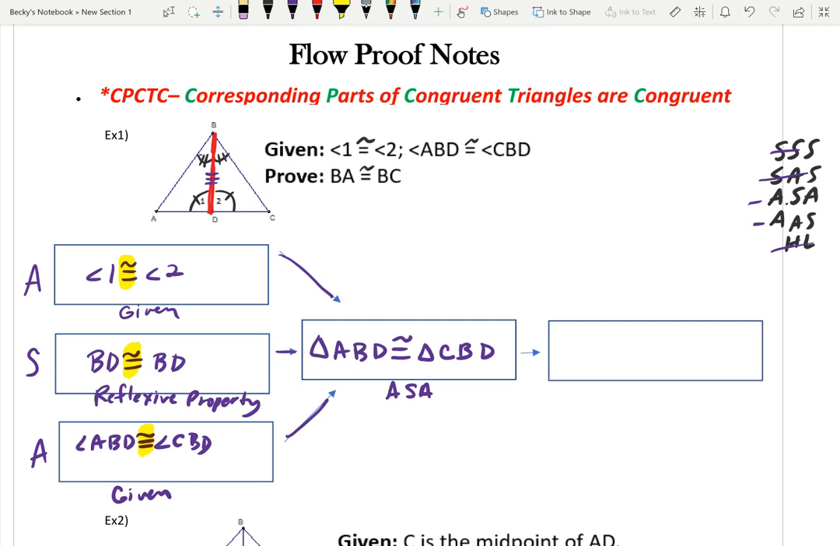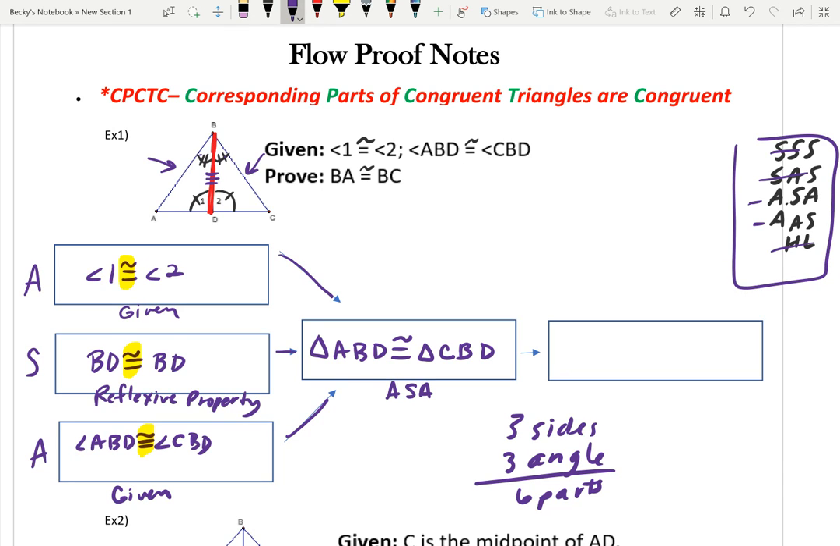So let's look at the diagram. BA is here and BC is here. Now, let's think about this for a second. On any triangle, there are 3 sides. And on any triangle, there are 3 angles. So each triangle has 6 parts. But when we use one of these ways to prove triangles congruent, we're using 3 things: like 3 sides, 2 sides and an angle, 2 angles and one side. So really, there are 3 things we have not talked about.